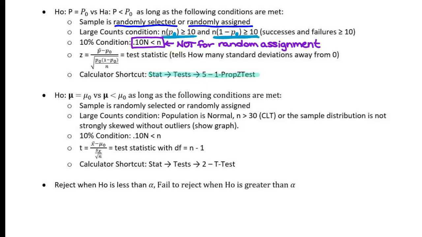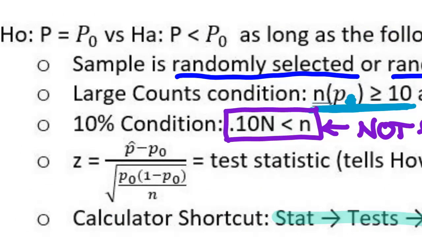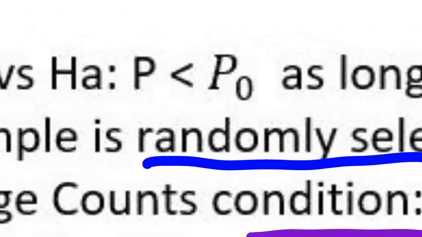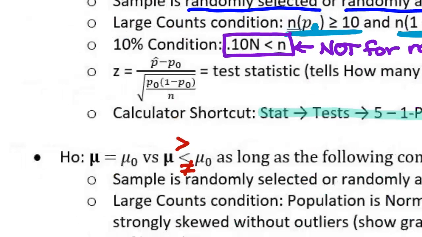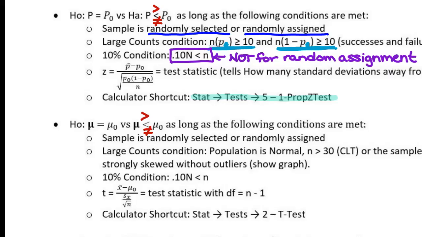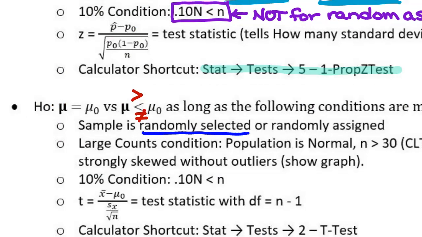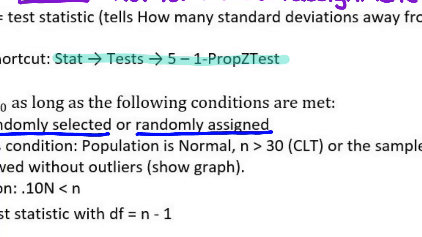And then for means, the null hypothesis, mu is equal to mu null versus mu is less than, greater than, or not equal to. We should add those in here. Could be less than, could be greater than, or it could just be not equal to, as long as the following conditions are met. Again, randomly selected or randomly assigned.